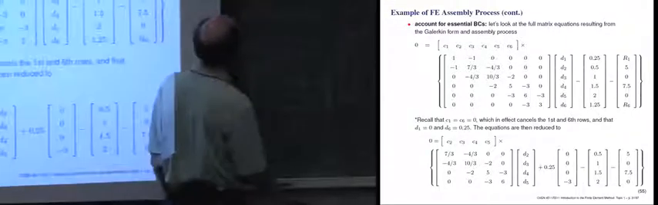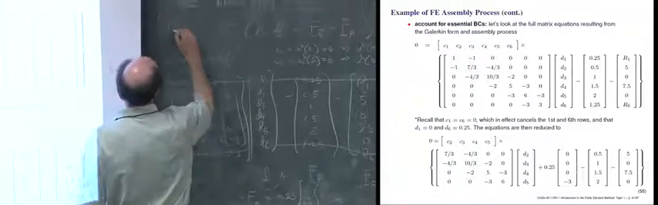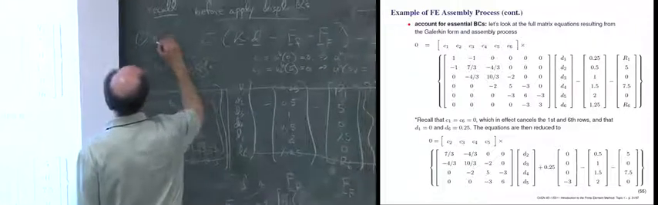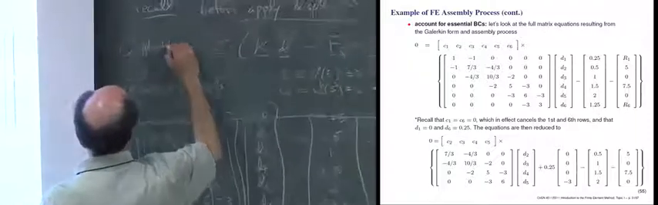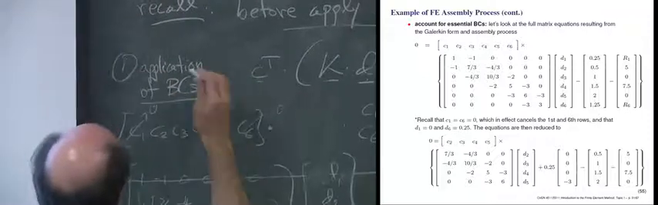Right. So this was application of boundary conditions right here. I don't want to use the element notation, so call that 1. Okay. So now we're at 2.